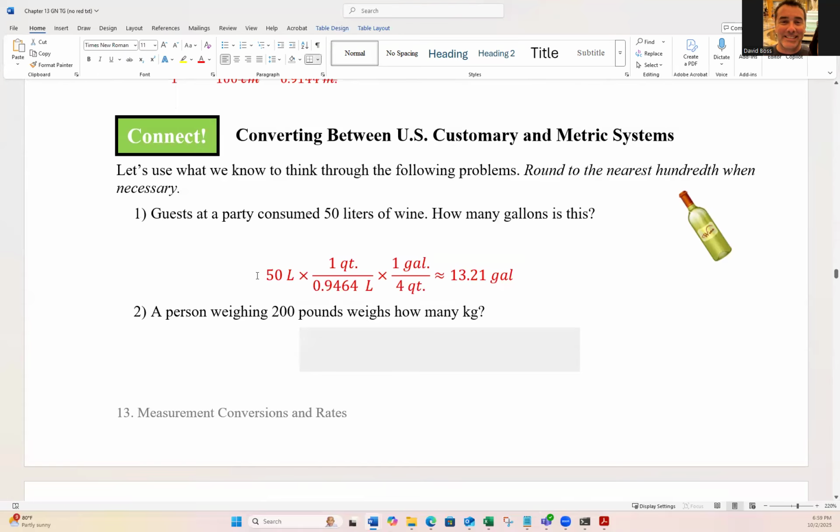All right, so we have liters here, which cancels out the liters on the bottom here. Quarts on top here, which cancels out the quarts on the bottom here. We are going from liters to gallons. We have gallons left over. So 50 times 1 divided by 0.9464 times 1 gallon equals 13.21 gallons. So we had to use both charts here. We had to use the liters to quarts and then quarts to gallons.